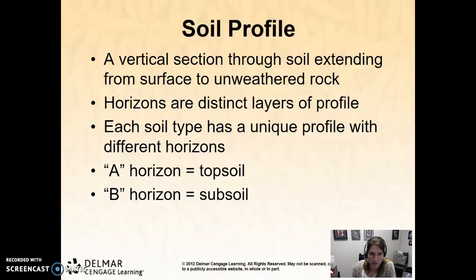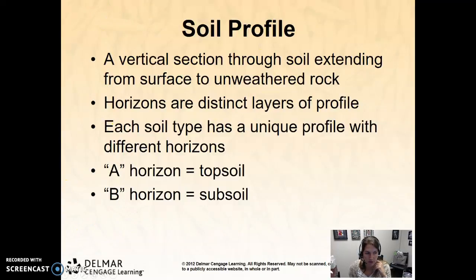All right, and so you probably talked about this in science in like the third grade. So your soil profile is by definition, you know, we like definitions, a vertical section through soil extending from surface to unweathered rock. Horizons are distinct levels of the profile, and so we'll talk about each horizon and we will go over this information again before we do our lab. Each soil type has a unique profile with different horizons, and we're going to talk about those.